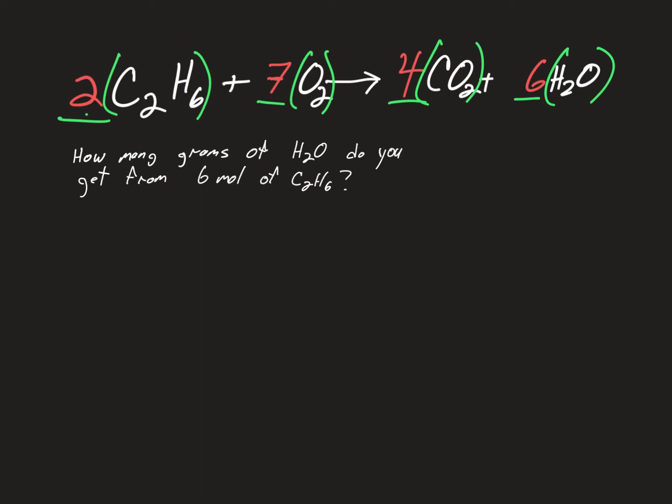And so first thing I'm going to look at is for water to ethane, I have a 6-to-2 mole ratio. Okay? The next thing I need to know is the molar mass of water because that's going to be how I find out how to convert it into grams.